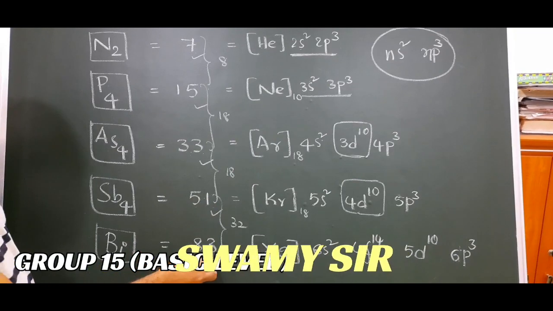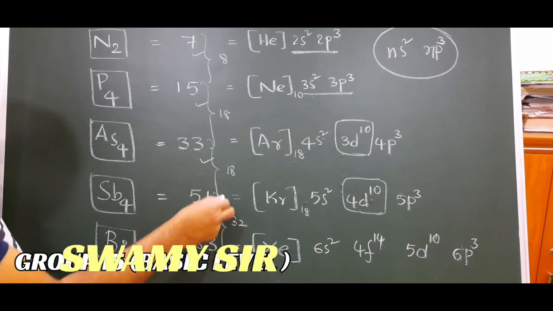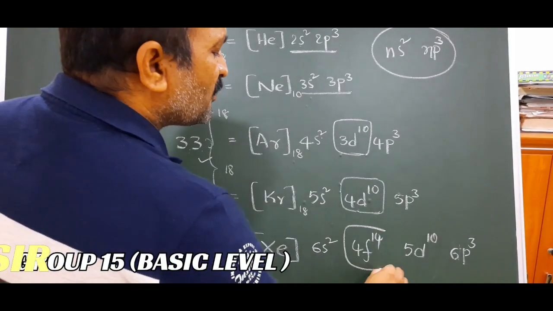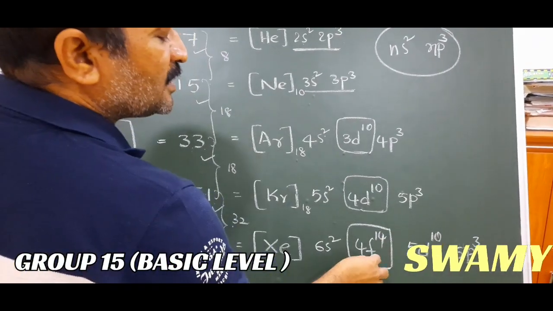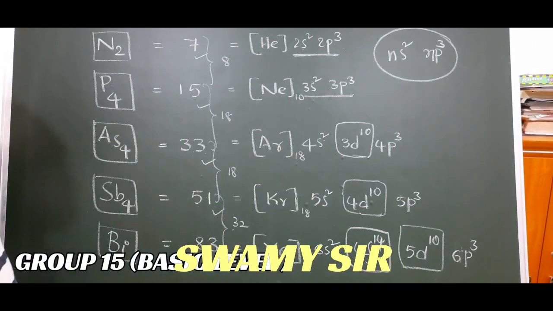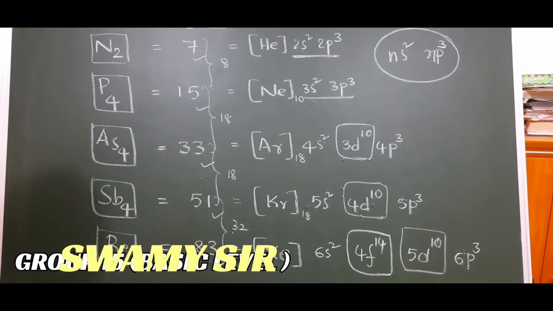Come to 51 to 83. The number of electrons here is 14. So more electrons are reflected here, that is 4f14 and 5d10. This is the general electronic configuration.